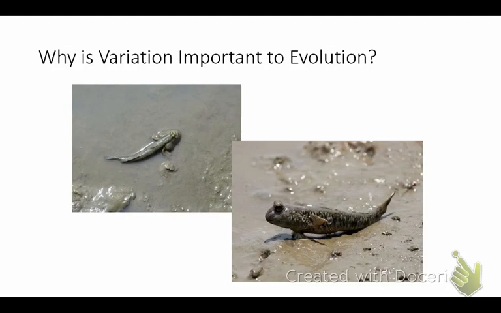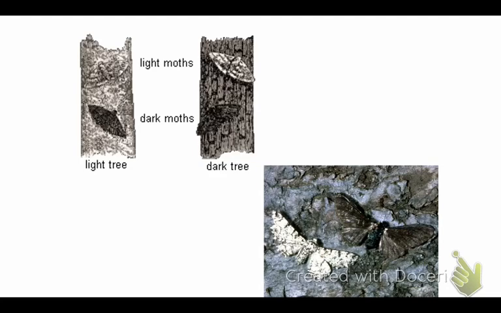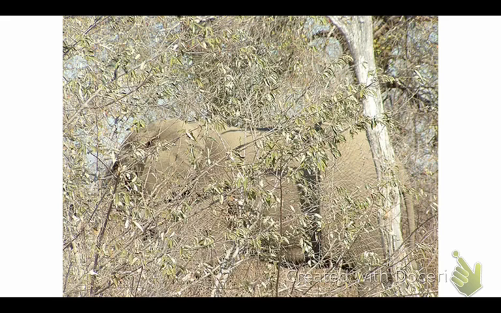We can see these are different little slimy creatures. Here's our example of the peppered moths. Without that variation, what would have happened to all the peppered moths when all the trees started to get polluted? They all would have died, instead of being able to blend in. If you can tell, there is an elephant in there. It's kind of hard to see. Elephants are similar to that color because it helps them blend in.